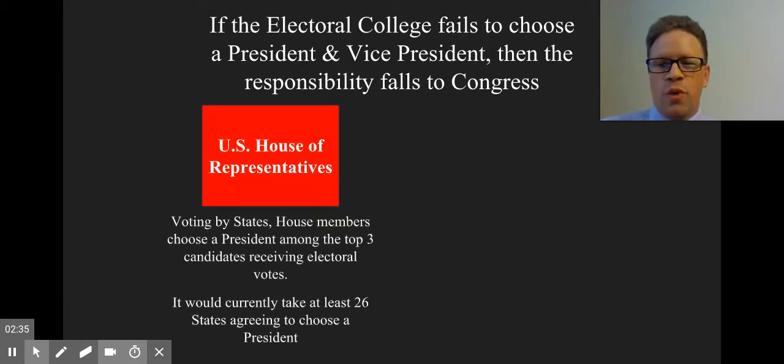The House, which actually votes by state, every state only gets 1 vote, chooses a president among the top 3 candidates that received electoral votes. So you don't even actually have to have come in the top 2 to become president if it goes to Congress. You just have to be in the top 3, although you do have to receive electoral votes.